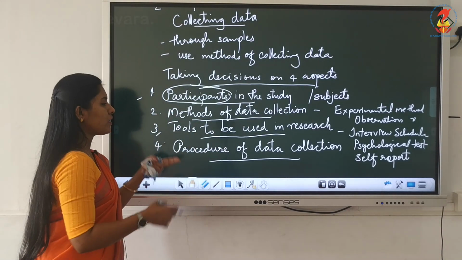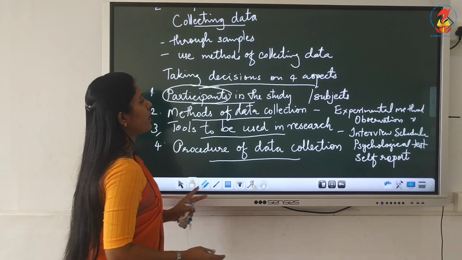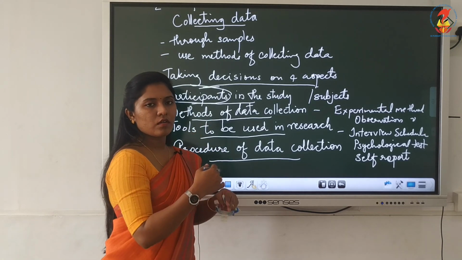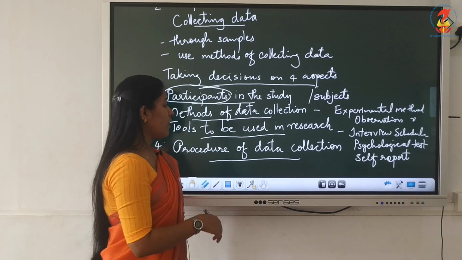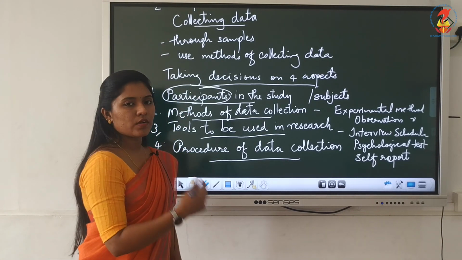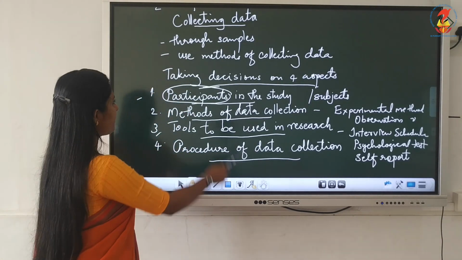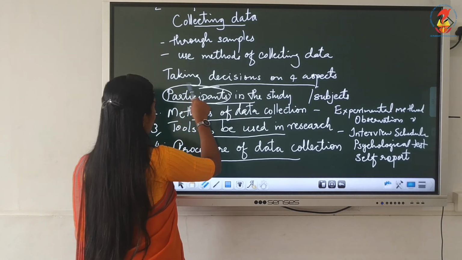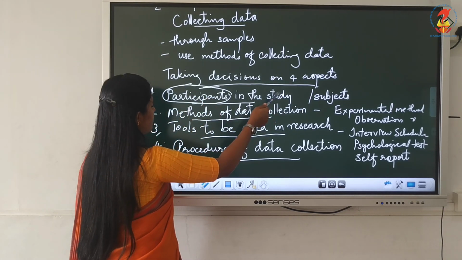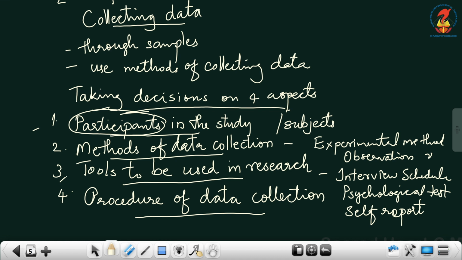Now the fourth one, the procedure of data collection. You have to decide which procedure you are going to use for this particular research, or how you are going to collect the data. So these are the four decisions that are included in collecting data, the second step. So that's it, collecting data.